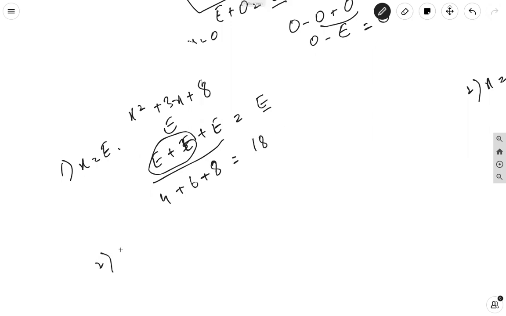Now if I take the odd, so odd square is odd, and odd into odd is odd, and this is even. And now odd plus odd is even. So even plus even is even. In both of the cases, we are getting an even answer.